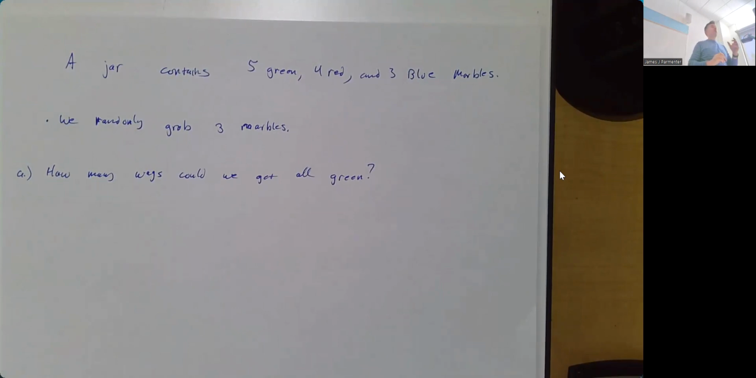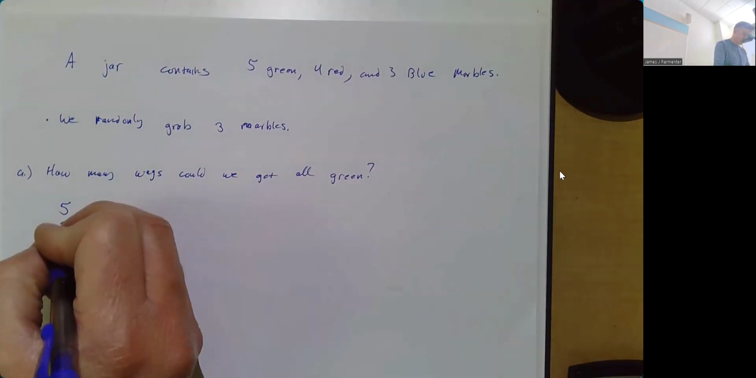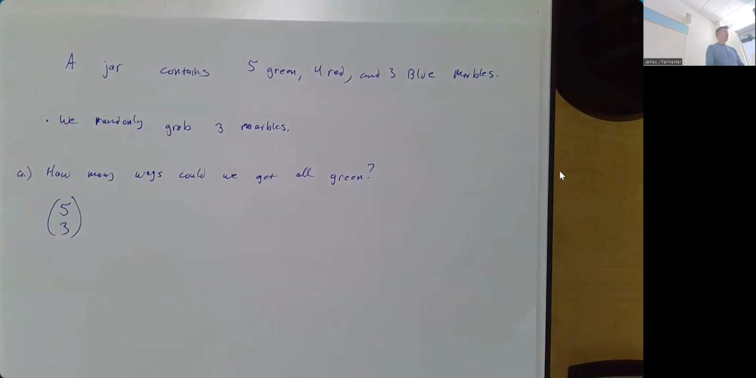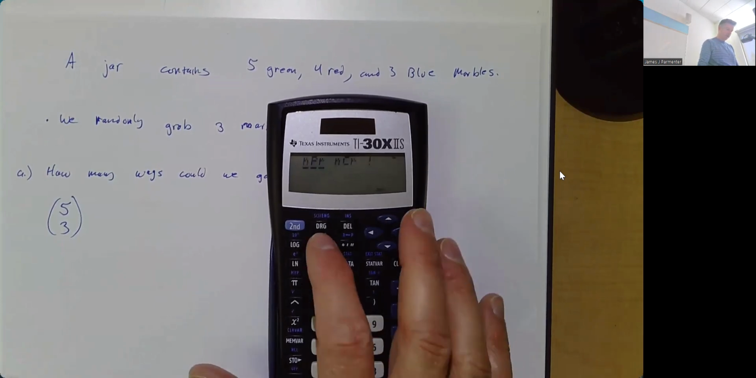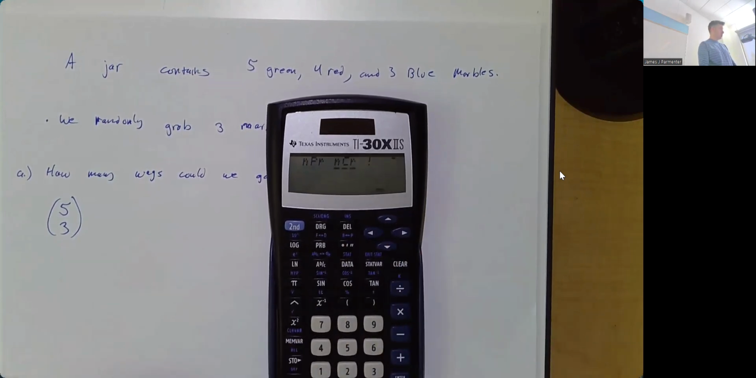So I want to know how many different ways I can get three green ones. Well, out of the 5 green ones there are, I'm trying to choose 3 of them. And that's my answer. Oh, by the way, if you want to do this on a calculator, same idea. You would do 5, you would hit probability, you would hit nCr for the choose function, and then 3. And it should be 10.